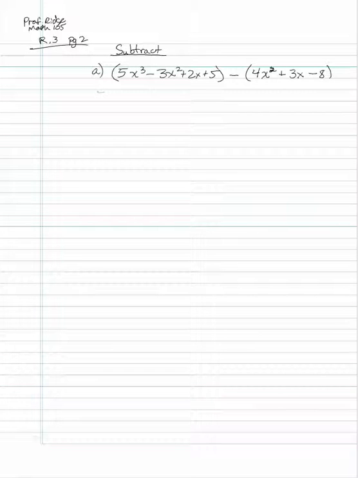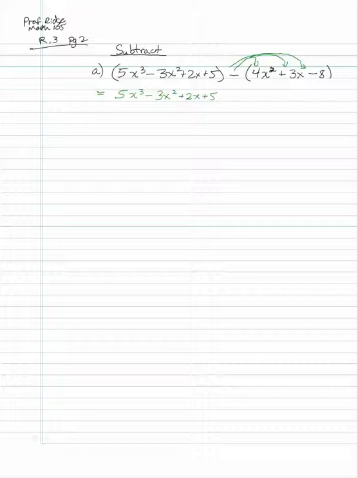Again, subtracting means we're going to add the opposite. We're going to take that minus sign and distribute it to each term. So we're going to leave the first one alone. Then it becomes plus a negative 4x, but I'm just going to write minus 4x squared, minus 3x, minus a minus 8 becomes plus 8.